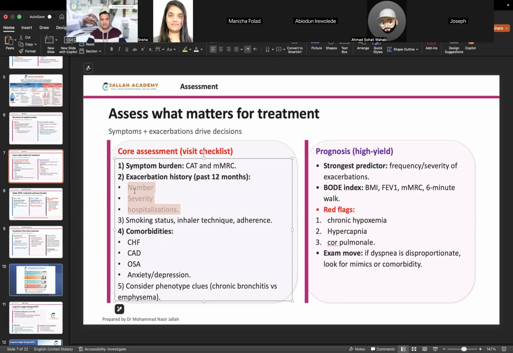Comorbidities: CHF, CAD, OSA or obstructive sleep apnea, anxiety, depression. Consider phenotype clues, chronic bronchitis and emphysema; we did talk about it. Prognosis, very high yield. The strongest predictor is the frequency and severity of exacerbations. We will discuss both. The BODE index focuses on BMI, FEV1 for severity, mMRC, and the 6-minute walk. Red flags: chronic hypoxemia, hypercapnia, and cor pulmonale. Exam move: if dyspnea is disproportionate, look for mimics or comorbidities.